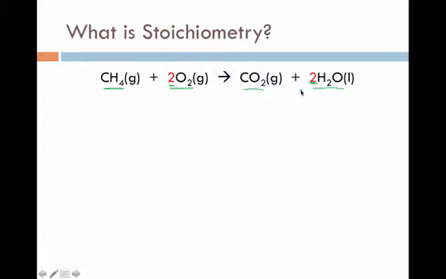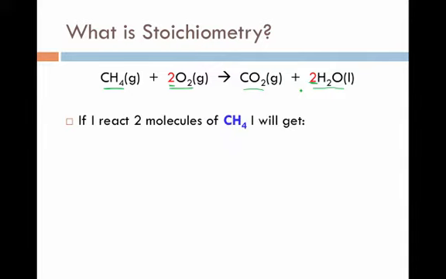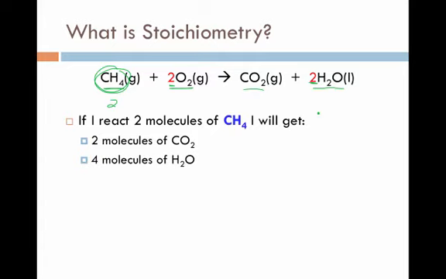From these ratios, the amount of each reagent and the amount of each product in the balanced reaction, we can start making some predictions. For example, if I react 2 molecules of CH4, so I'm going to start with 2 of these guys, we would expect to need a certain amount of oxygen and create a certain amount of product formed. If I start with 2 molecules of CH4, I would expect to get 2 molecules of carbon dioxide. That's because, based on the balanced chemical reaction, there is a 1-to-1 ratio of CH4 to carbon dioxide. For every molecule of CH4 I react, I expect to get 1 molecule of CO2 out.